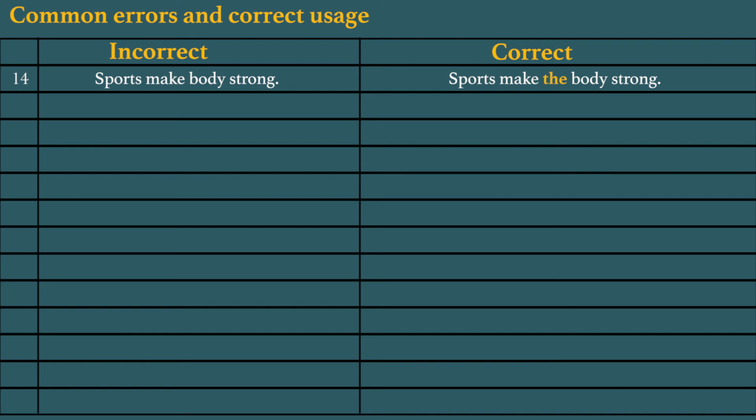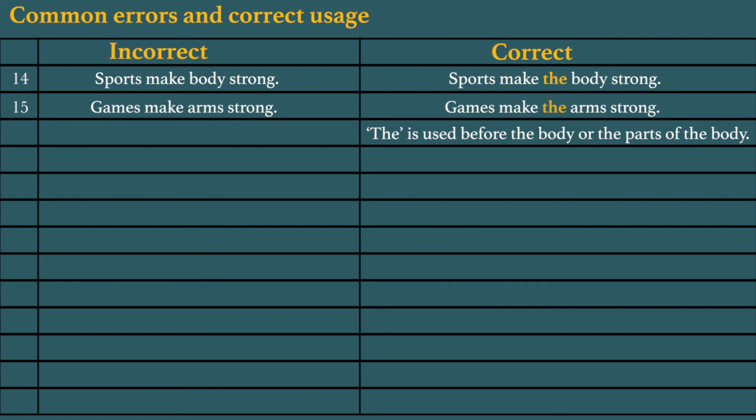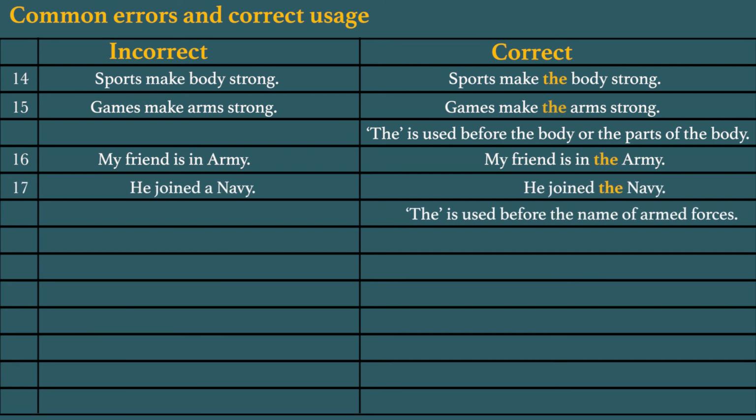14th, sports make body strong. Correct one is, sports make the body strong. 15th, games make arms strong. Games make the arm strong. The is used before the body or the parts of the body. 16th, my friend is in army. Correct one is, my friend is in the army. He joined the navy. The is used before the name of armed forces.